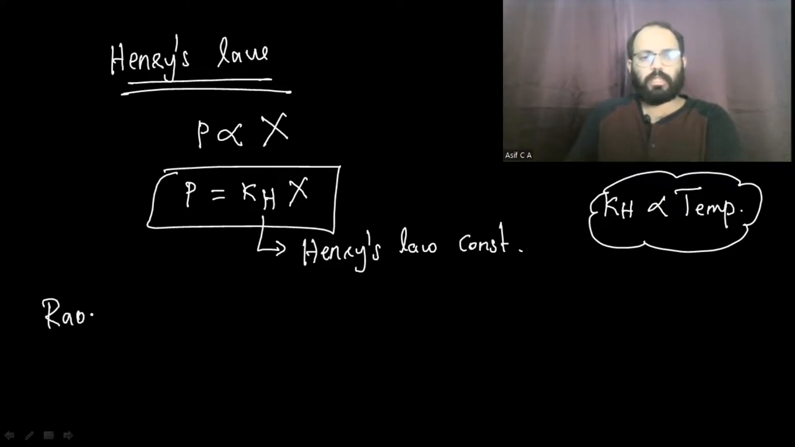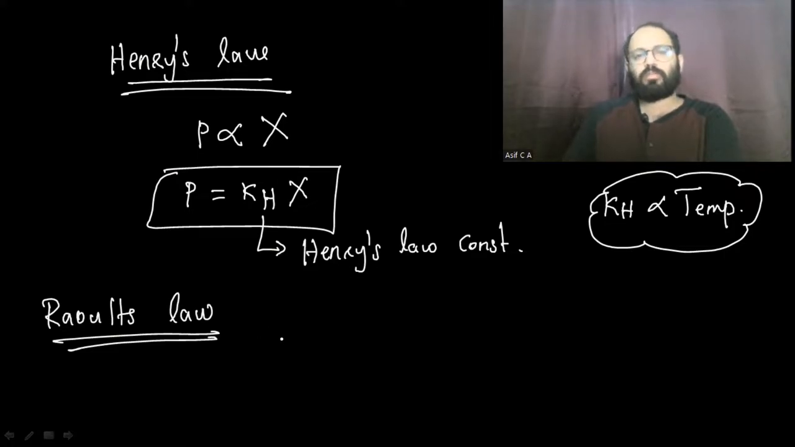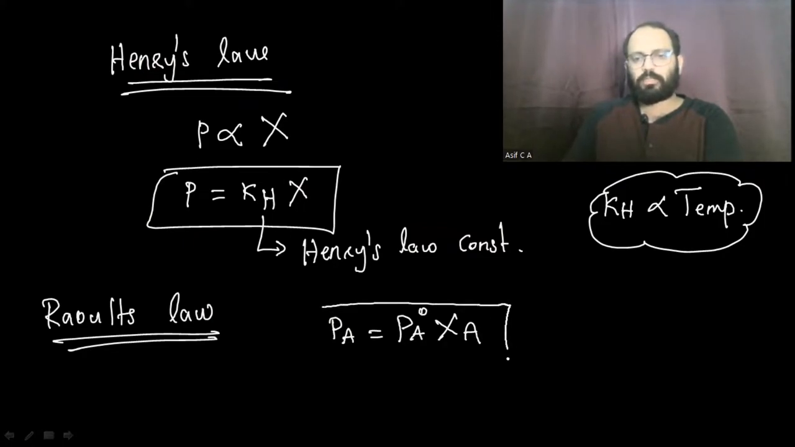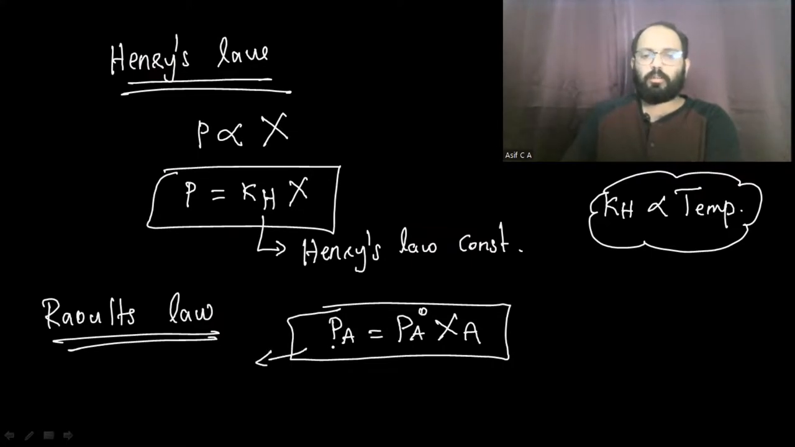Then we have studied Raoult's law. The spelling may be wrong, but the constant is correct. For a non-volatile solute, PA is equal to PA naught into XA. This is the equation of Raoult's law. PA is the partial pressure, that is, the pressure of the solvent in the solution.